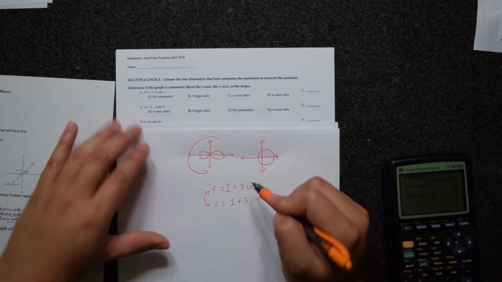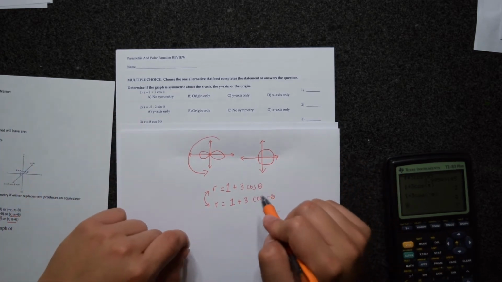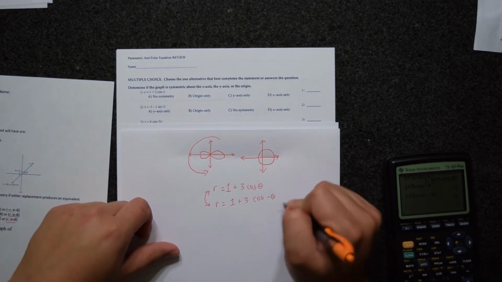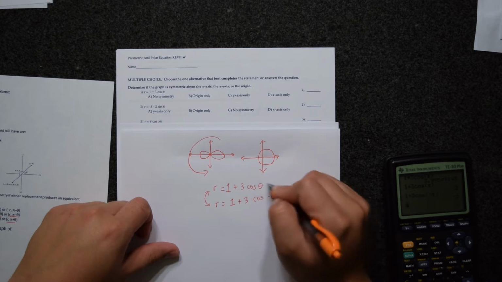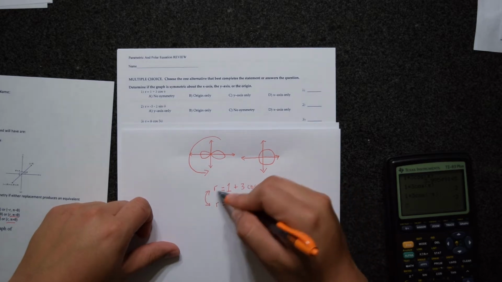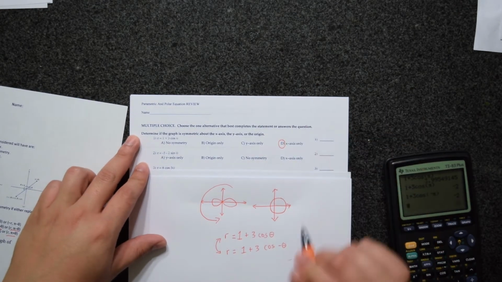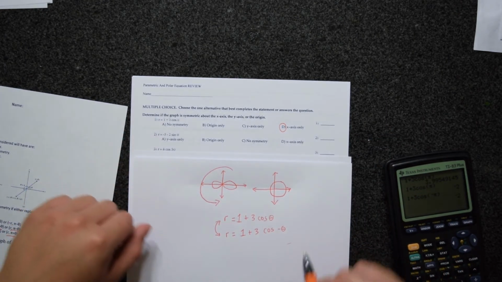So if you feel like it's only symmetrical by the x-axis after you graph it, just confirm by putting it into your equation, putting it into your calculator, and making sure that you are able to prove it using your test. The answer to number 1 is going to be D. It is symmetrical by the x-axis only.